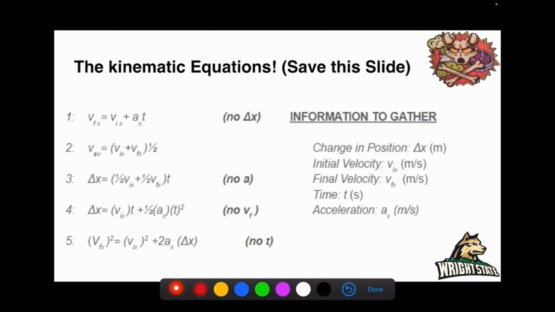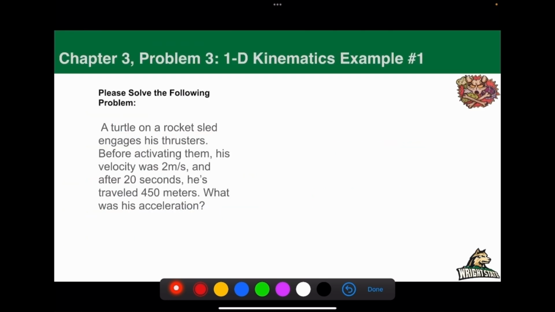Okay, so if you guys could all please read this problem and then try to solve it. So let's say we got a turtle in a rocket sled engaging his thrusters. Before activating them, his velocity was 2 meters per second. And after 20 seconds, he's traveled 450 meters. What was his acceleration? Okay, so take a look at your kinematic equations list and see if you can figure this one out. Pause the video, try it, and then come back here to see the solution.